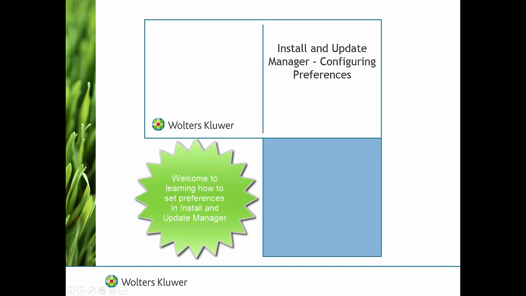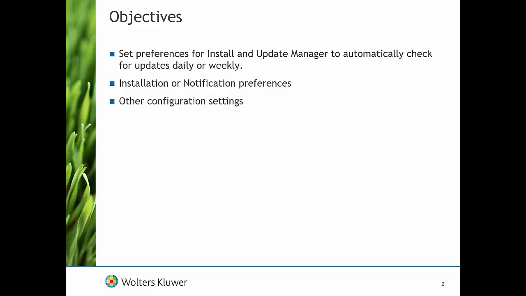Hello, welcome to the video to learn about configuring CCH Axcess Install and Update Manager to automatically check for updates. You can configure Install and Update Manager to check for updates daily or weekly. You can also configure it just to notify you that updates are available or to install the updates automatically. It can also be configured to install the updates when you open a CCH Axcess product, if product updates are available. The folder location to where installation files are downloaded to can also be configured.